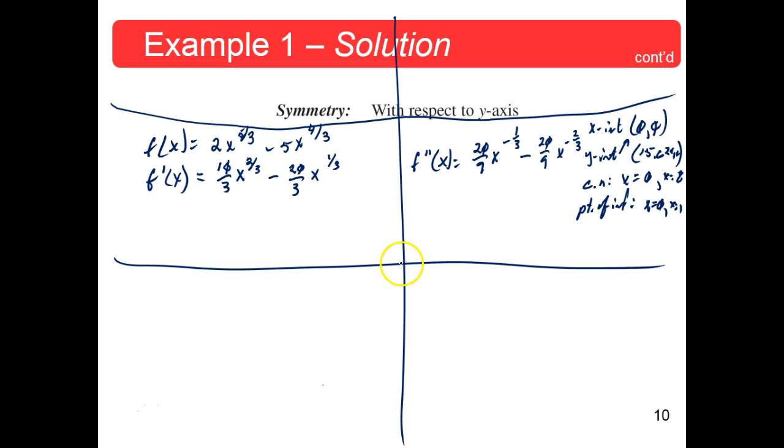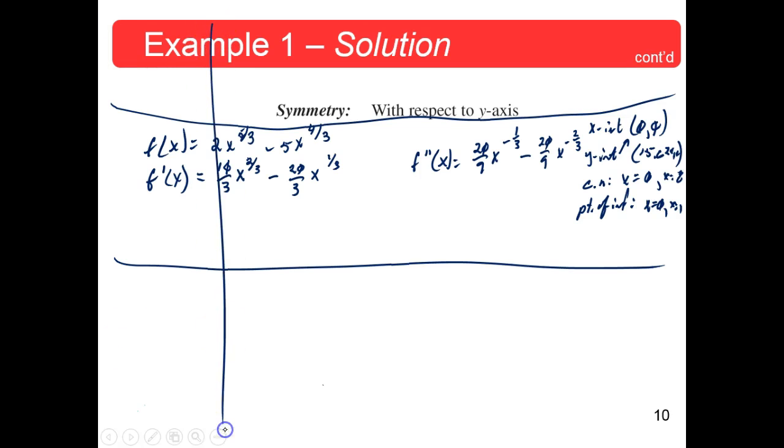We know that 0, 0 is an x-intercept. You know what? I'm going to change something before I get any further. Okay? I hope I won't regret this. I'm going to put my y-axis over there because it looks to me like all the x's of interest are to the right. Okay? So 0, 0.